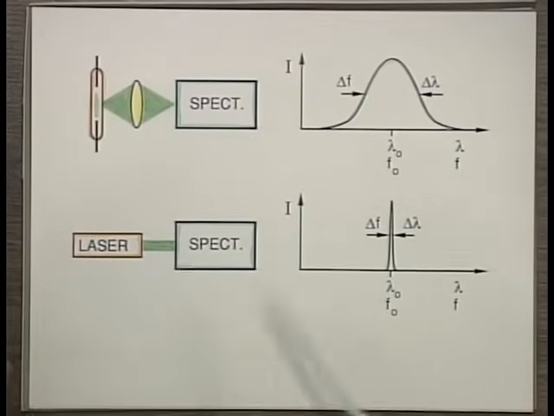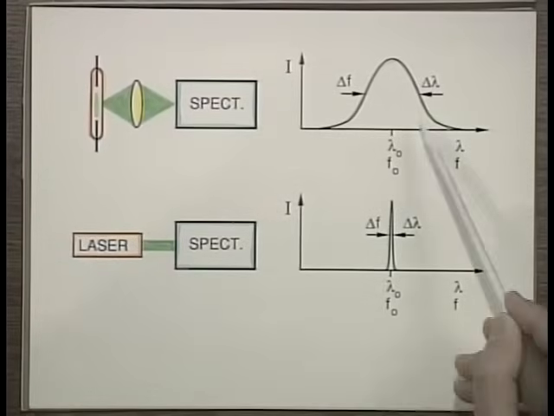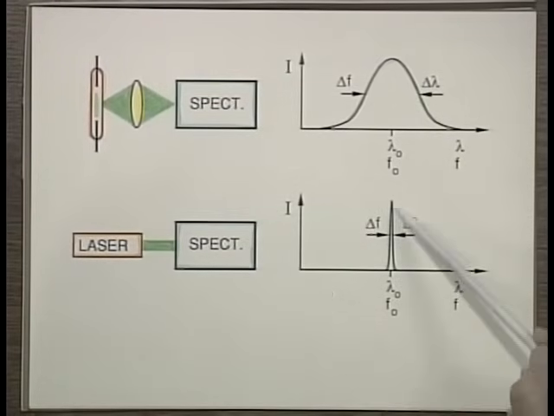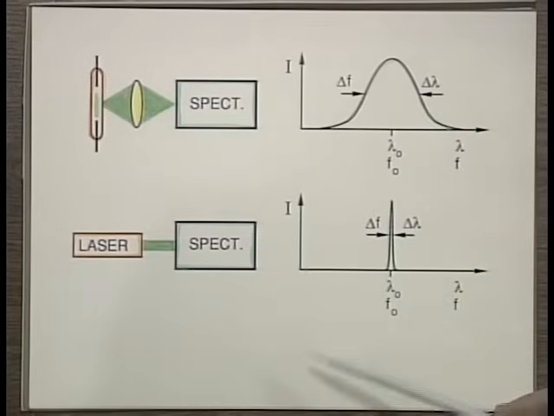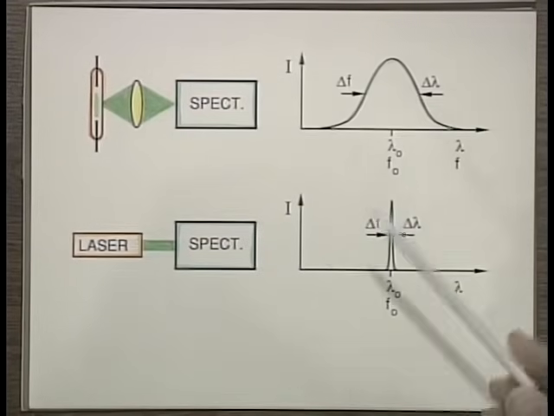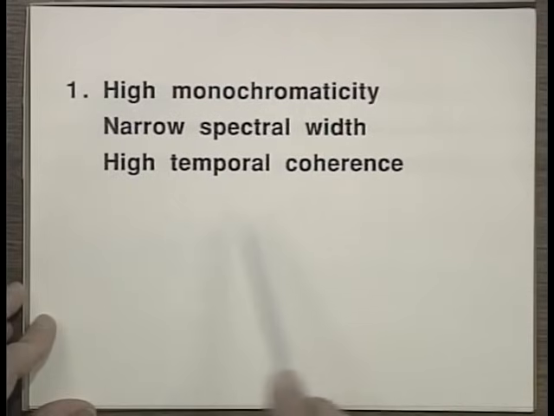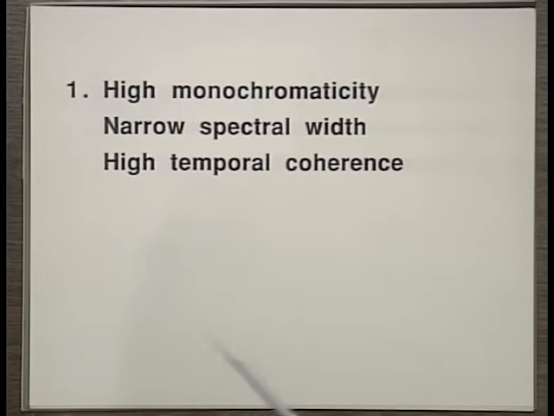So again, if you're not sure, then you have to do the experiment and check indeed that the laser does give you an extremely narrow line width. All right, so that's basically then the line width of the laser. Now the next thing is, what about high temporal coherence? What has that got to do with the line width of the laser?